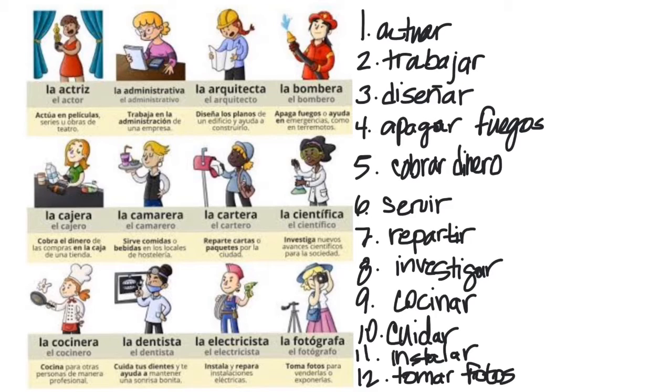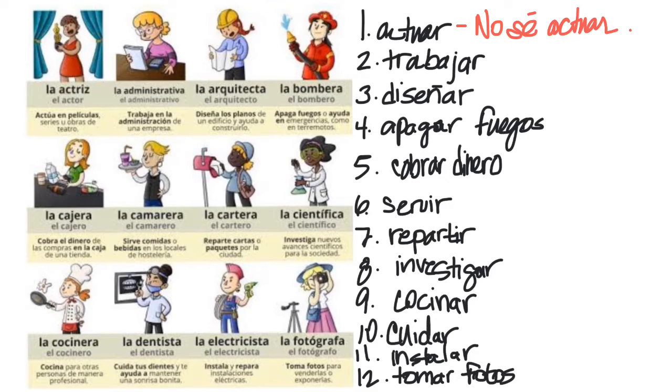I'm going to use this with the verb saber to say that I know how to act or I don't know how to act. And in my case, I don't know how to act. I'm not a good actress. So I'm going to say, no sé actuar. I don't know how to act. In Spanish, you don't have to say how to. You just say, I don't know acting.